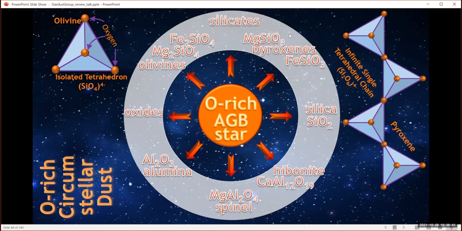There are other silicates that may form. Silica is an extreme case of sticking the tetrahedra together, where they're sharing every single apex of the pyramid of silica. But you're also going to form some oxides. So here I have alumina, which is Al2O3, aluminum or aluminium oxide. Here we have spinel, MgAl2O4, hibonite, Al12O19, and then there are going to be some other oxides as well, probably MgO, FeO, that sort of thing. Okay, so these are the things that we expect to form.